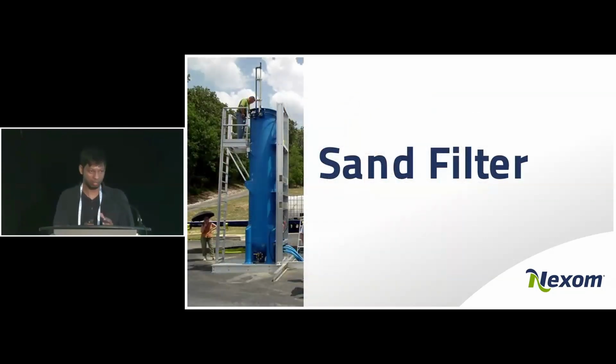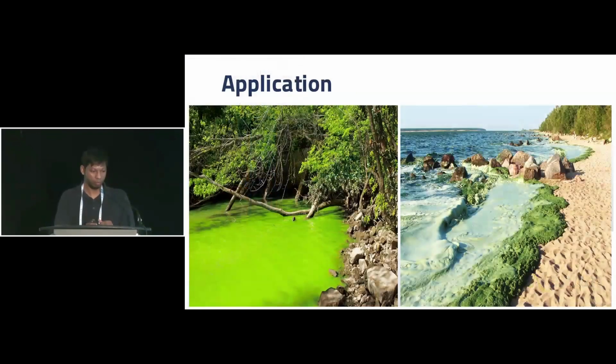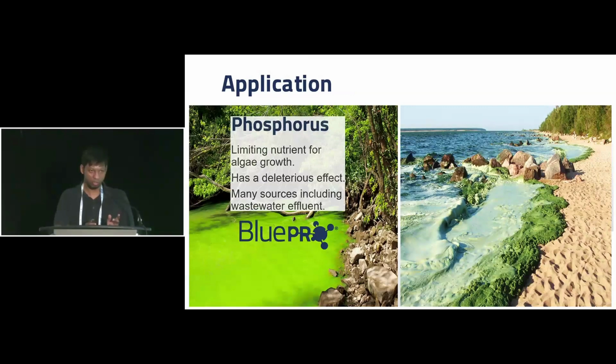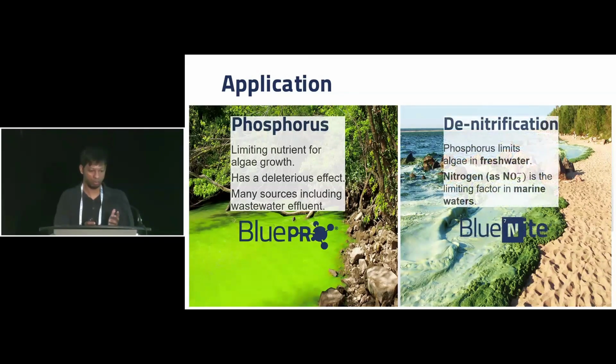The next technology that we are using to preserve water integrity is the sand filter, which we refer to as Blue Pro and Blue Night. We use it to remove phosphorus and nitrogen in the form of nitrate. The sand filter is able to remove phosphorus to less than 0.02 milligram per liter TP and less than 500 milligram per liter TSS. For nitrate, we're able to remove up to 1 milligram per liter nitrate.